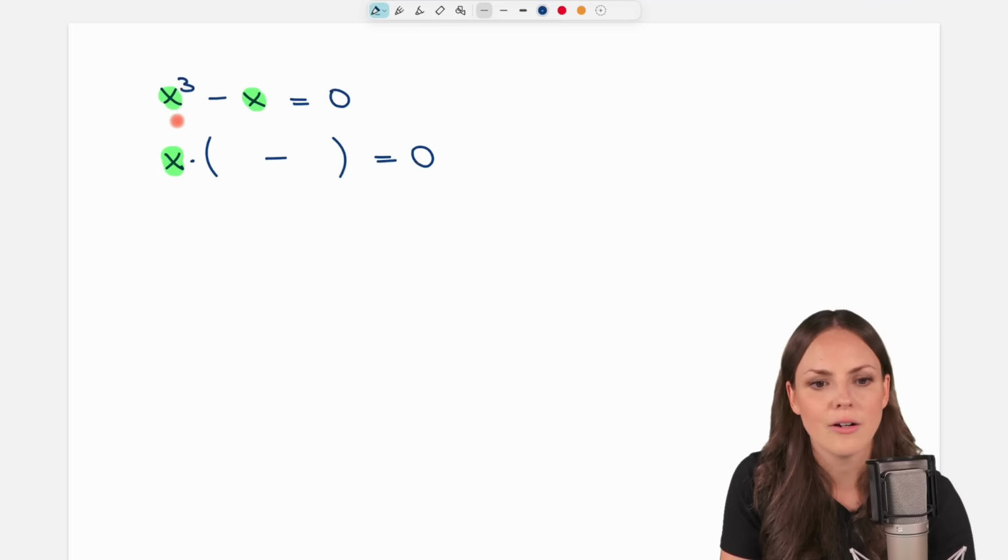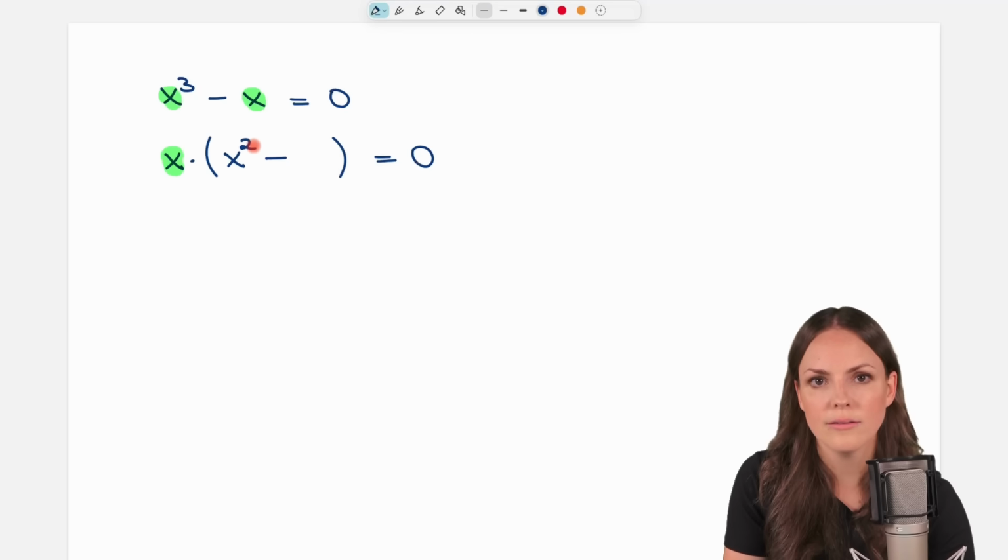If I factor out x out of x to the power of 3, I only have x to the power of 2 left. And here, if I factor out this green x, how many x did I have? I had 1 x. So if I factor out this green x, my 1 is left. So don't forget to write down the 1 here. Okay, this is perfect now because we have the following structure.